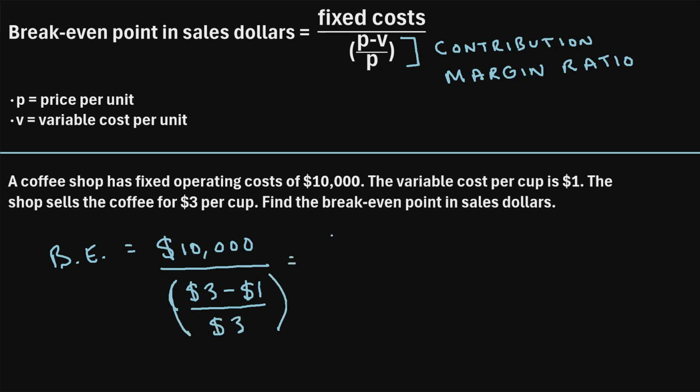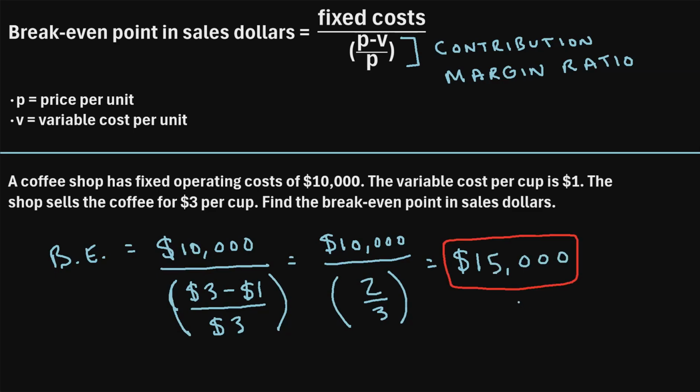So when we do that, we get $10,000 divided by, $3 minus $1 is $2, so we get $2 divided by $3. So that's 2 divided by 3. If you punch this into a calculator, 10,000 divided by 2/3, you get 15,000. So this is the break-even point in sales dollars.